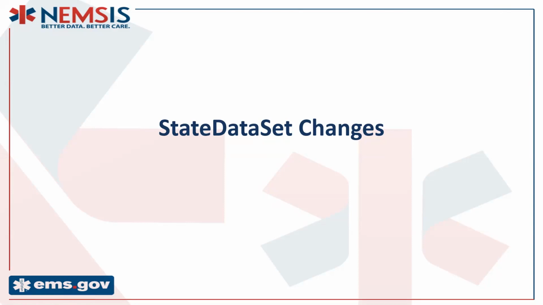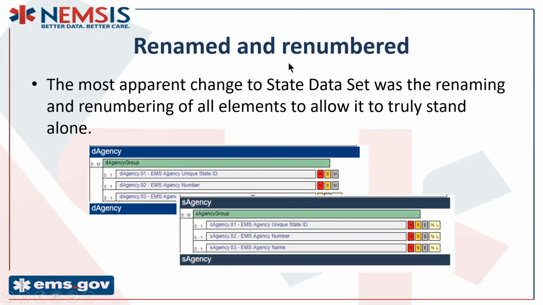Okay, so I'm going to move on to state data set changes. We already touched on this a little bit, but I'm going to get into the details here. The biggest and most apparent change is that everything was renamed and renumbered. This was done mostly to signify that the state data set is now its own data set rather than a collection of elements pulled from the demographic data set and EMS data set.